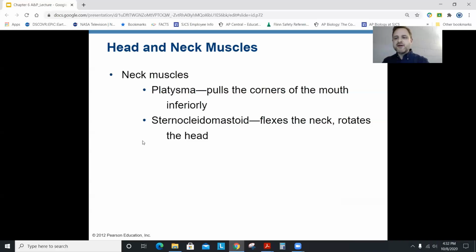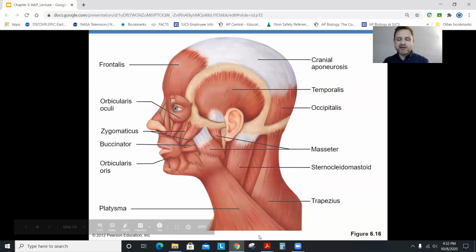The platysma is the frowning muscle. Put your hands on the front of your neck and frown, and you can feel those are flexing. That's the platysma right here. It's a very long, broad, but very thin muscle. Okay, so I think we've done all the ones on this particular diagram. Lots of muscles in the face.